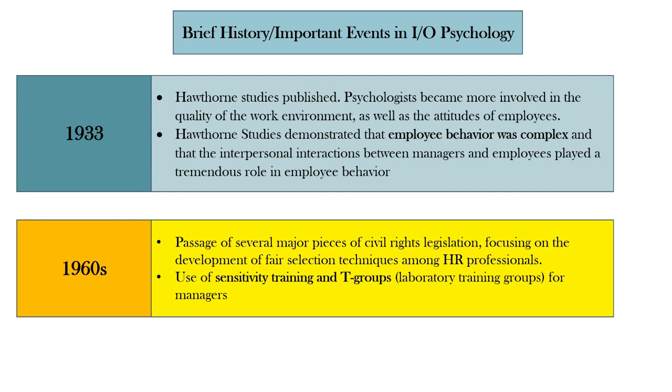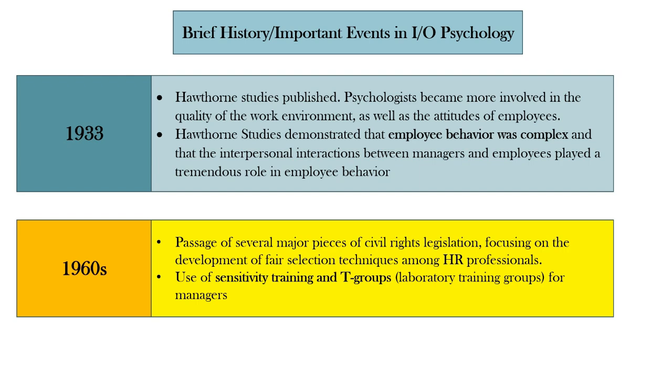Okay, in 1960s, these are the following events that took place, which are very important. The passage of several major pieces of civil rights legislations focusing on the development of fair selection techniques among HR professionals. As you can see, fair selection techniques, because rampant in that era would be for people not to use fair selection techniques, and they just base their hiring decisions on merely judgment and not on scientific data.